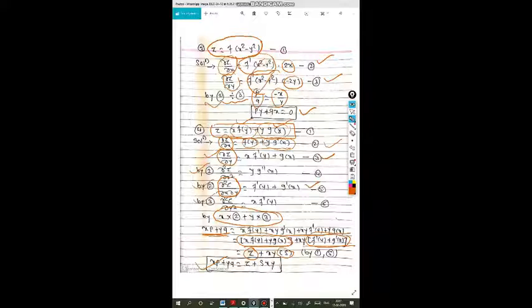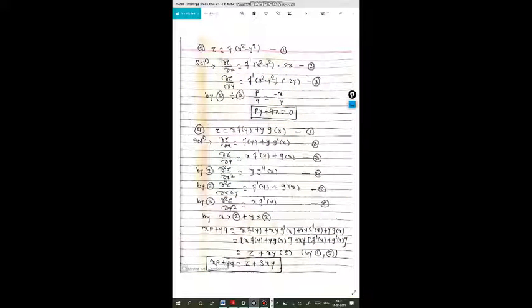Remember, in the last 3 years none of the questions was asked on this formation of a PDE, but I already told you it is important in the sense that you will come to know later on, when we solve the differential equation, you may have either arbitrary constants or arbitrary functions in the solution. Okay, so that's for today.